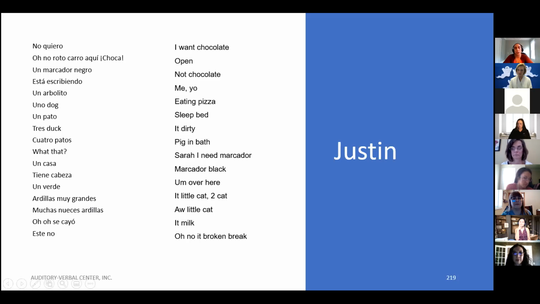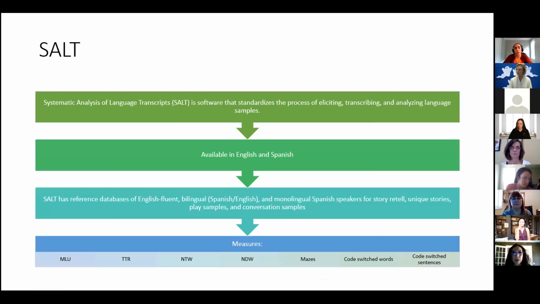Spanish, English. And so I also wanted to make you aware of SALT software. It's software that sort of standardizes the process of language sampling. And it is available in both English and Spanish and has really great databases and can measure a wide variety of things in language sampling.